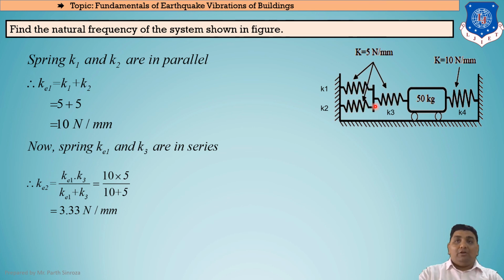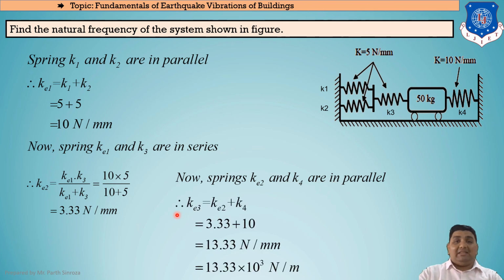Now we will get the equivalent between these 3 springs and this K4. So this spring which we have made equivalent will be one spring now, and here will be the other spring. So these both are again in parallel. Why parallel? Because there is a mass in between. So whenever there is a mass in between, both these springs are to be considered in parallel. Clear? So now the springs KE2 and K4 are in parallel. So the final K, that will be KE3, will be equal to KE2 plus K4.